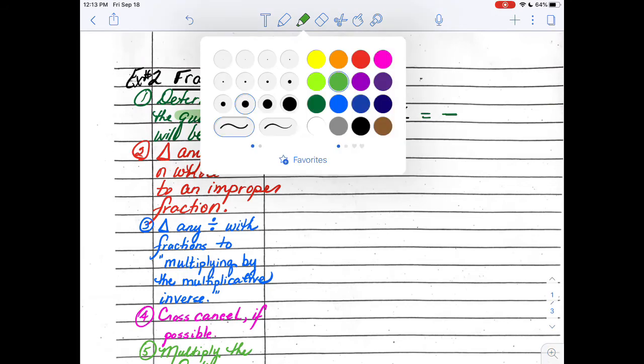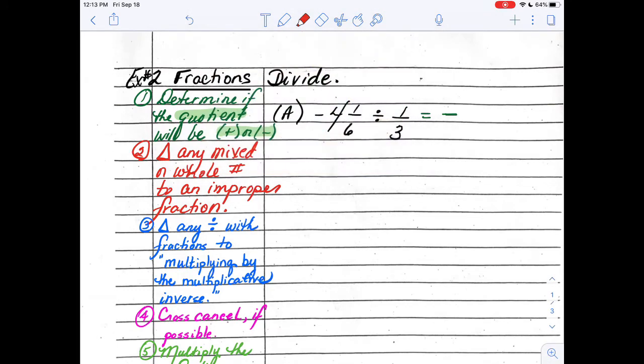When you multiply and when you divide with fractions, you cannot have mixed numbers or whole numbers and regular fractions. So I need to change any mixed number or whole number to an improper fraction. So there's definitely a mixed number right here, and we're going to go ahead and change that to an improper fraction by taking that 6 times 4, which is 24. We're going to add that 1 to be 25. 25/6 divided by, and we have a regular fraction, 1/3. That's my new problem so far.